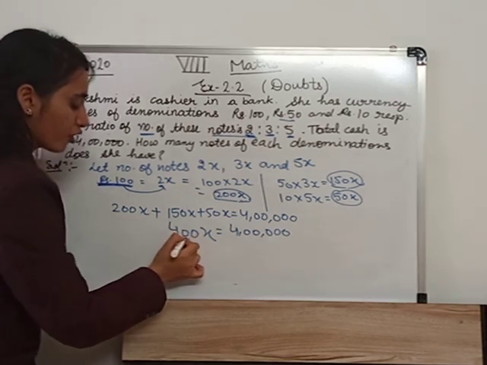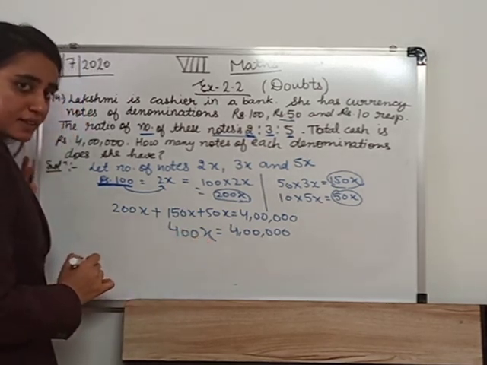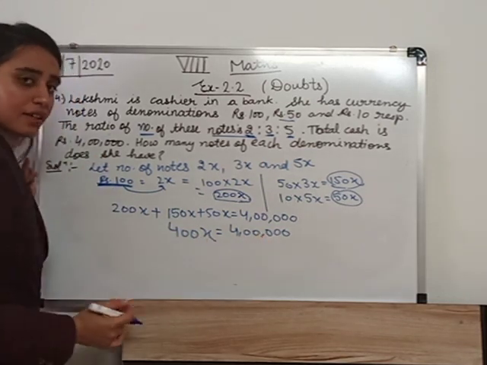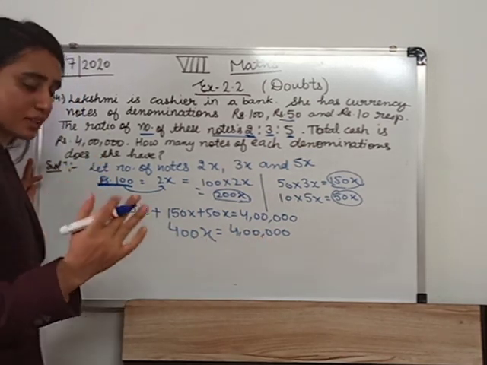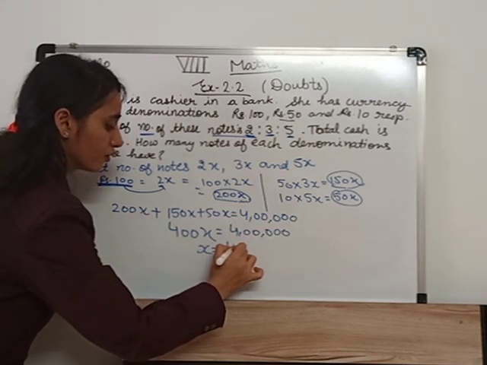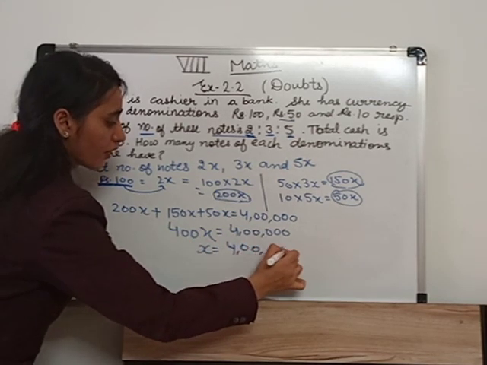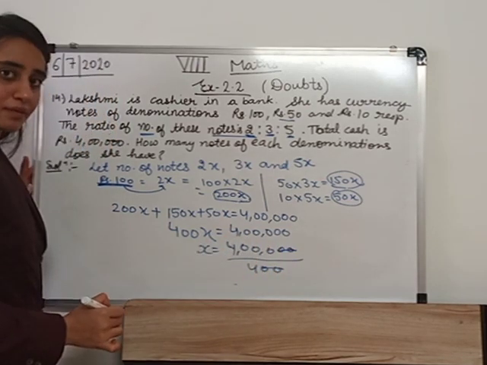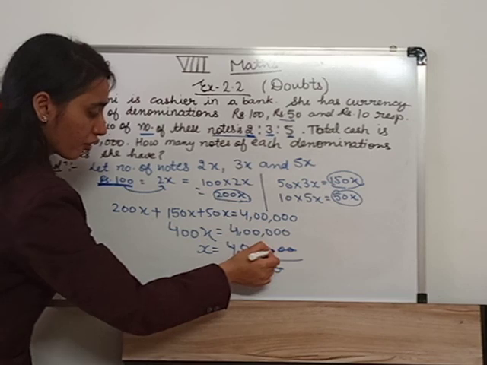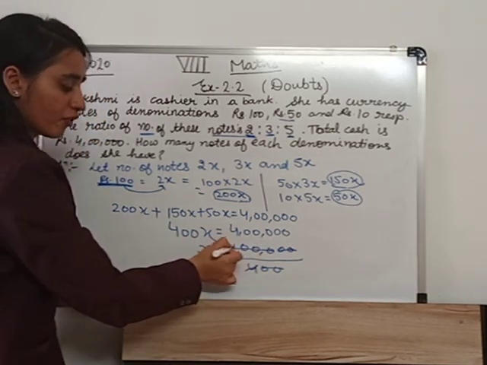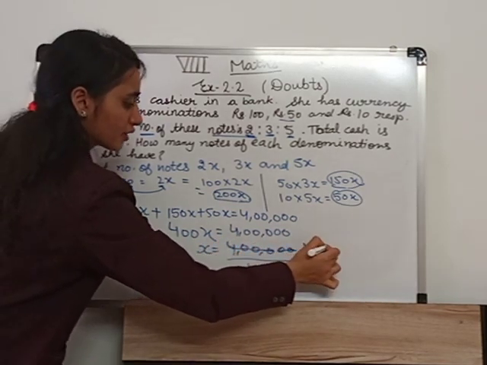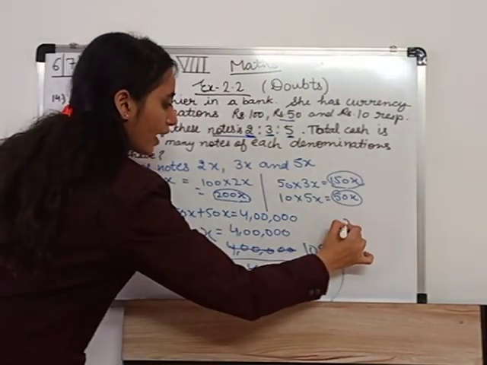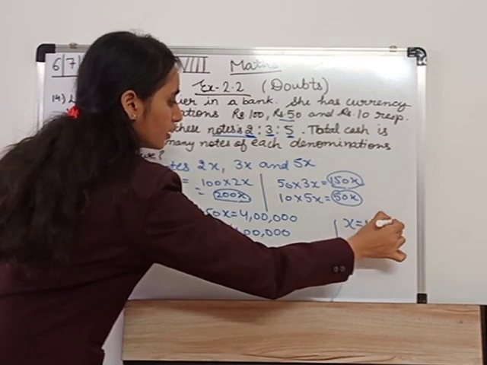Now 400 is multiplied with x. By using the transposing rule, shift this to the right side, and it becomes a division sign. x is equal to 4 lakh divided by 400. 2 zeros से 2 zeros cancel. After that 4000 is divided by 4. 4 ones are 4, zeros as it is. That is equal to 1000. Means we get the value of x is equal to 1000.